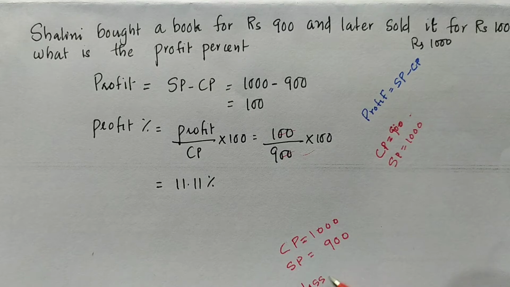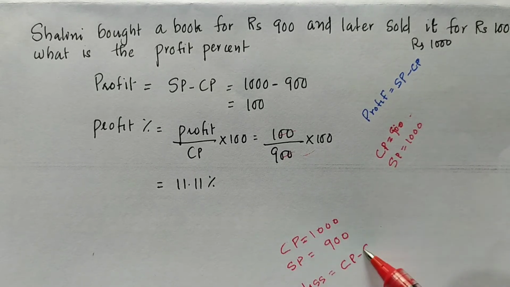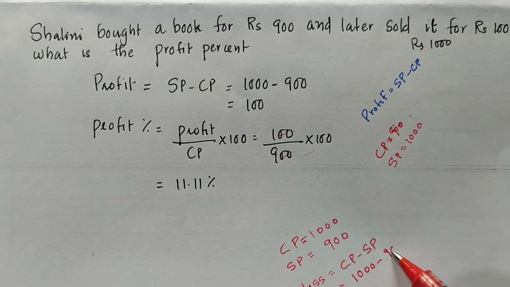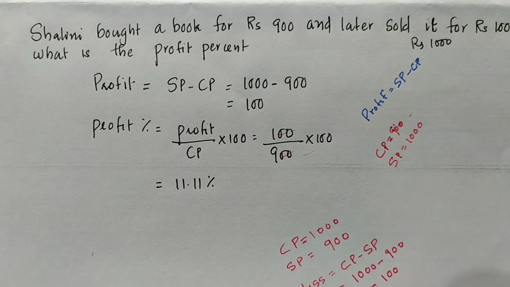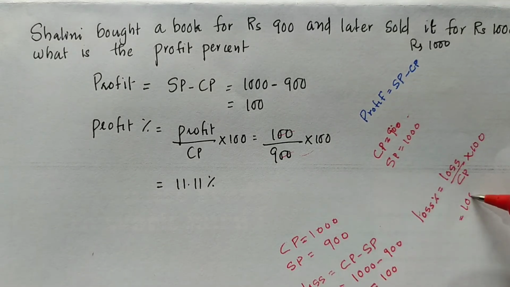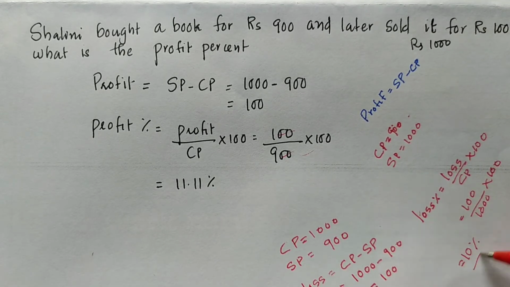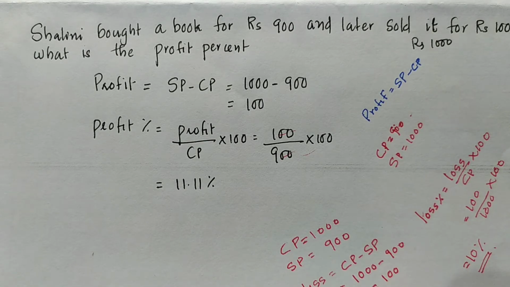Loss is equal to CP minus SP, which is equal to 1000 minus 900, is equal to 100. So what will be the loss percentage? 100 by 1000 into 100 equal to 10%. So with this question, I hope you understood how to find out profit or loss when we are given the SP and the CP, and then profit percentage or loss percentage.